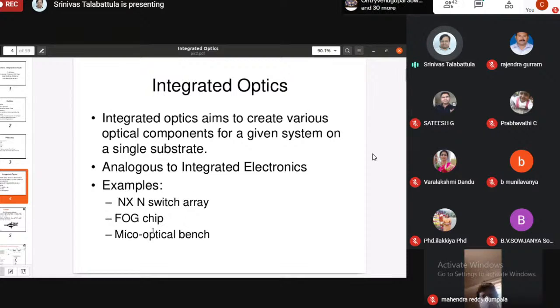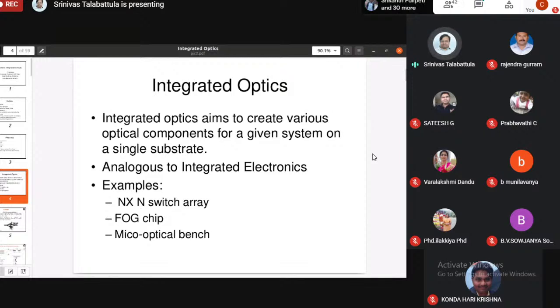You can make the entire optical bench. In the earlier lecture, I showed certain systems which can be implemented in bulk, on an optical table in a lab. Whatever you do on an optical table in a lab can be converted onto a chip. This is called the micro-optical bench on silicon. That's an important development that has happened in recent times.